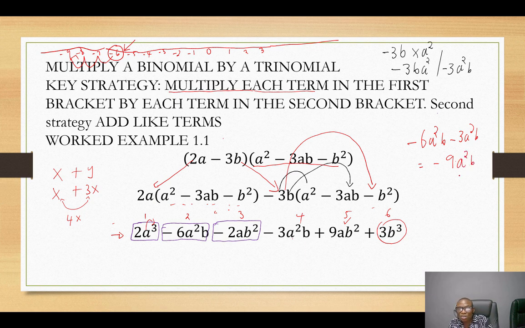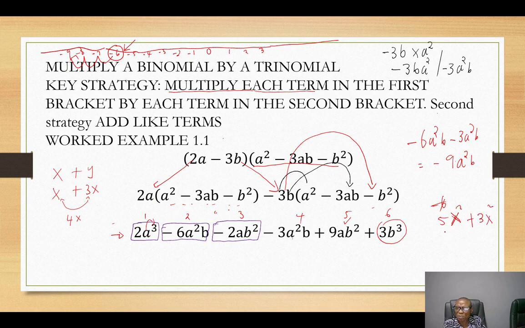Be careful. We are dealing with algebra. Don't even think of saying a squared becomes a to the exponent 4. No, we are adding like terms. When you add like terms, let me explain it in this way. Let's say you have 5x squared plus 3x squared.